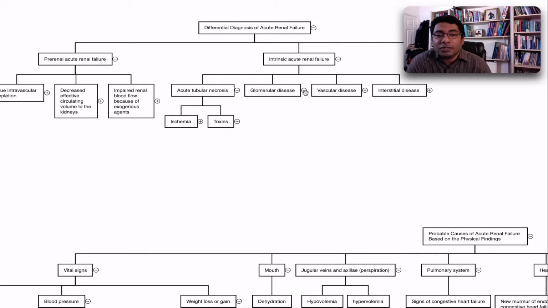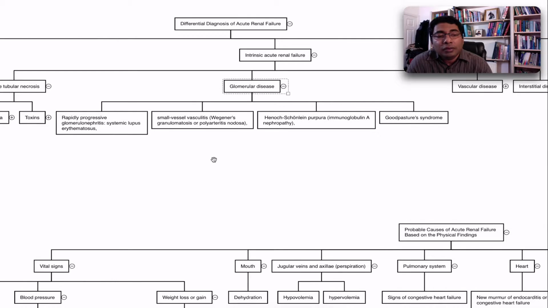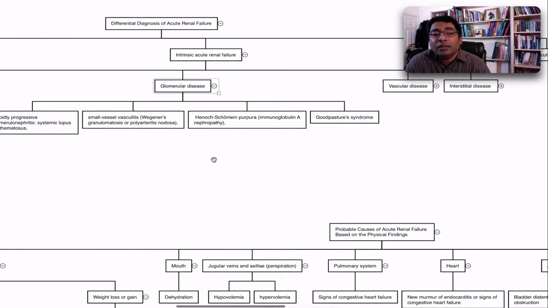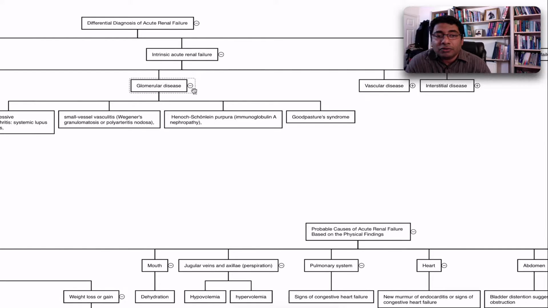Now, glomerular diseases, let's have a look. Rapidly progressive glomerulonephritis, as can happen in SLE. Small vessel vasculitis, as can happen in Wegener's granulomatosis or polyarteritis nodosa. Henoch-Schönlein purpura or immunoglobulin A nephropathy or Goodpasture syndrome. They can all cause glomerular diseases.